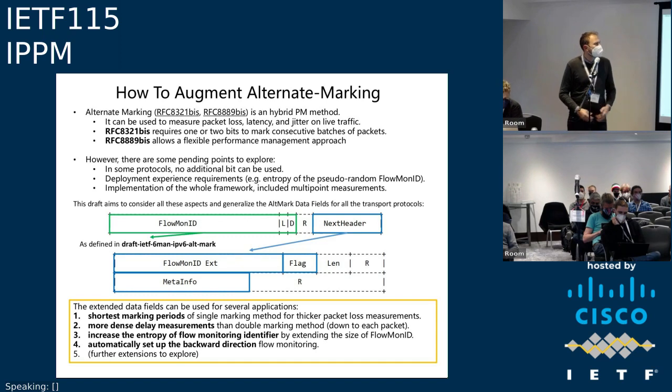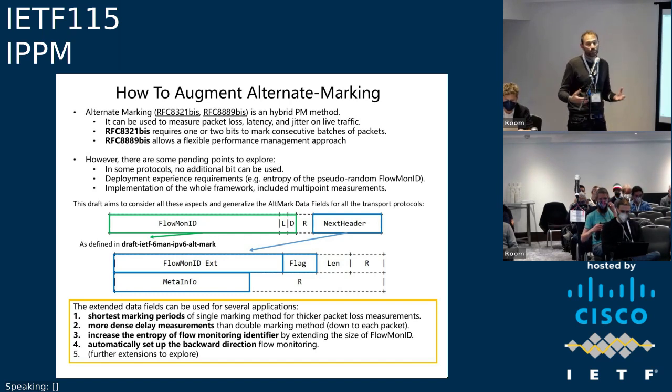Yeah, this is just a one-slide presentation to introduce this draft. I'm going to introduce the rationale and the background for this new draft, and why we want to augment alternate marking. Maybe you know that RFC 8321bis and RFC 8889bis are in the RFC Editor queue, so the work is quite complete. I also want to take the occasion to thank Martin for the great help on this. However, there are some pending points that we want to explore.